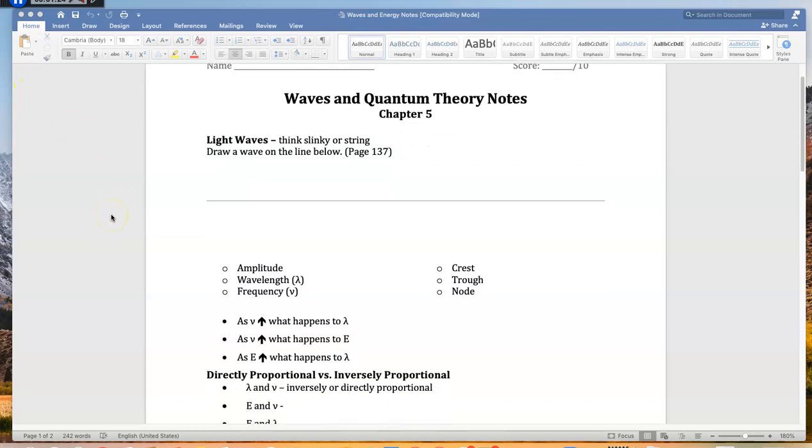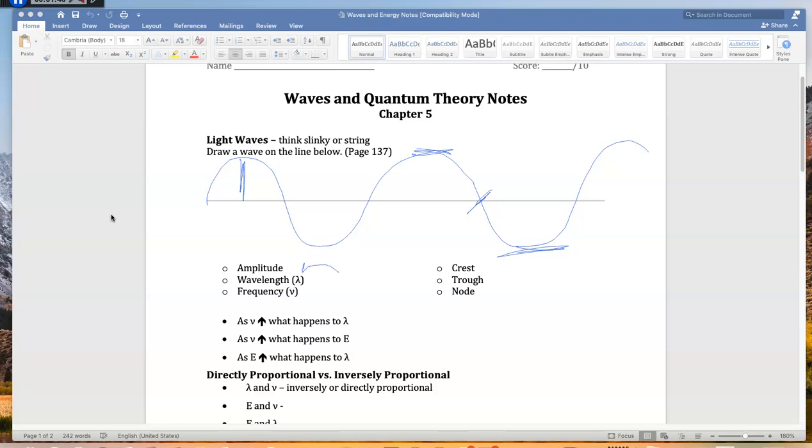Yeah? It's very simple. Waves are just upwards and downwards fluid motion. The amplitude is the height of the wave. The crest is the top of the wave, and the trough is the bottom of the wave. A node is when the wave equals 0. It comes to an equal point.